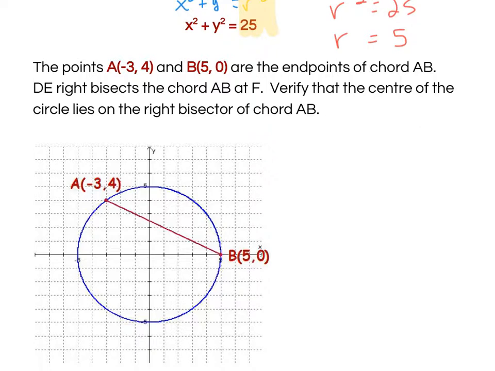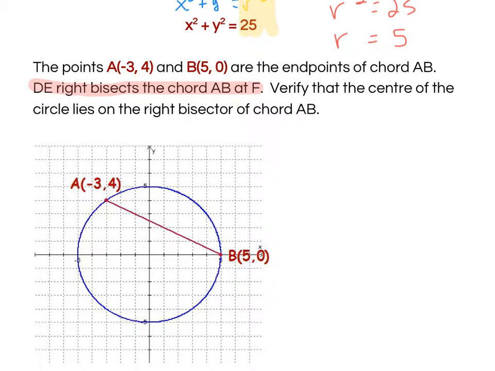So now let's get back to the question, because now that I've created this visual, it will help us work through the question itself. It says DE right bisects the chord AB at F. Yikes. Okay. So let's remember what a right bisector is. A right bisector, you'll remember, is basically a line that bisects or cuts a line in half, but also goes through it at a right angle.